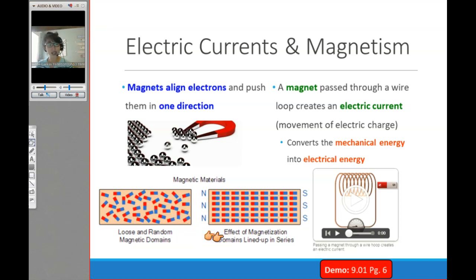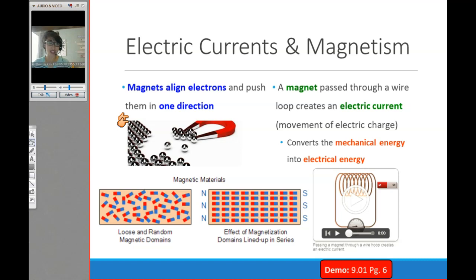However, once a material has all of its electrons spinning in the same direction, because again, it's all related back to electrons, then it's going to be magnetic. And magnets are so strong that they can actually cause other materials to also align their electrons and push them in one direction, even temporarily, so that allows you to attract other metals, right?